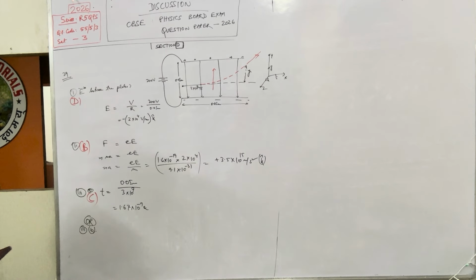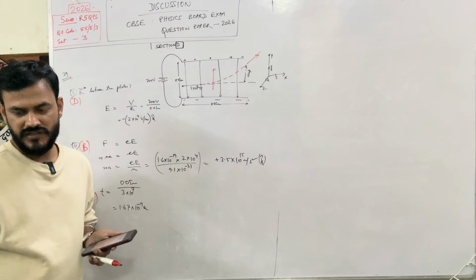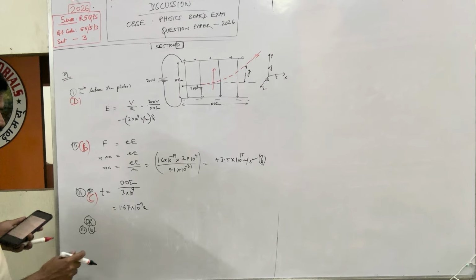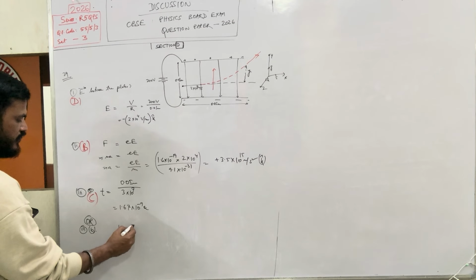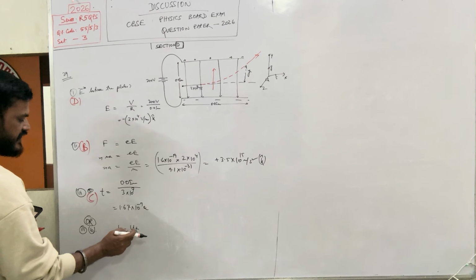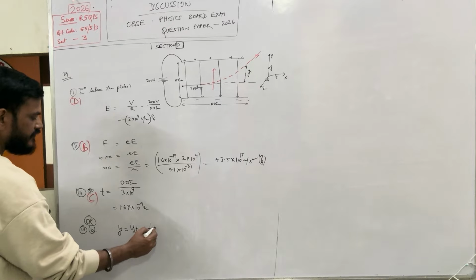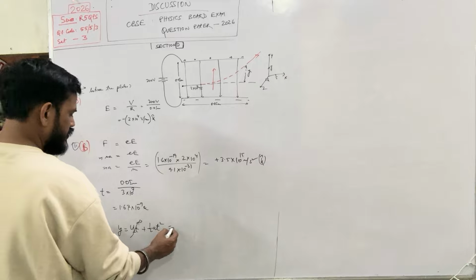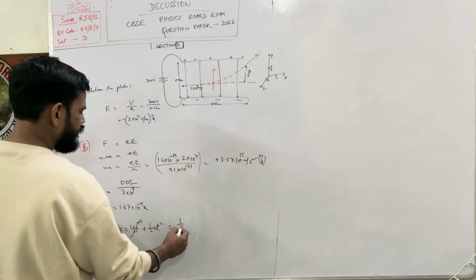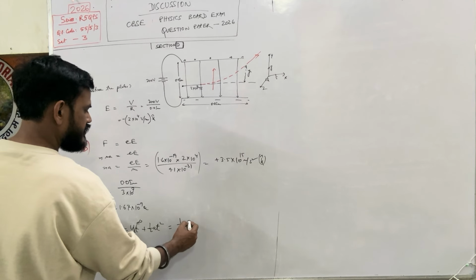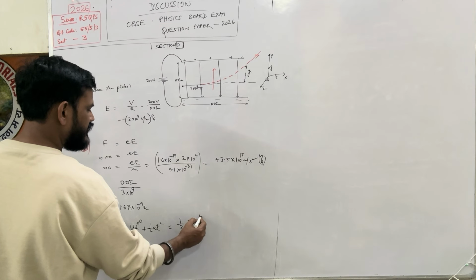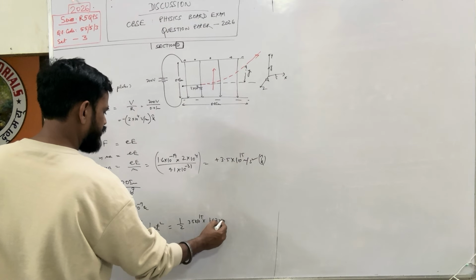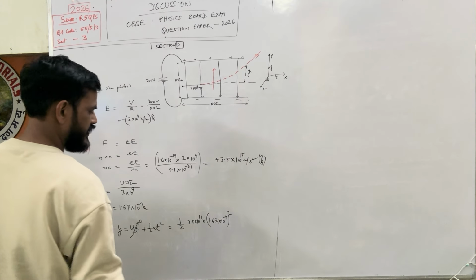If you remember, we discussed this question while discussing the most expected questions. There were two plates. So Y is given by u_vertical t, since we are finding the vertical displacement, plus half a t square. Initial vertical velocity is 0, so it comes out to be half, acceleration is 3.5 into 10 power 15, time is 1.67 into 10 power minus 9, whole square.